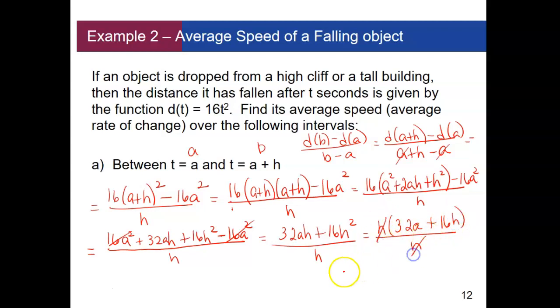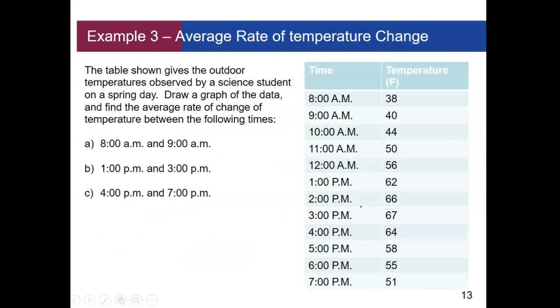Our H's will cancel, and our final answer here is 32A plus 16H. Okay, sometimes you're actually asked to find an average rate of change using a table. And so that's what I would like to look at in this example. If we look at the interval here from 8 to 9, this will be my A and my B. So I'm looking at this interval here.